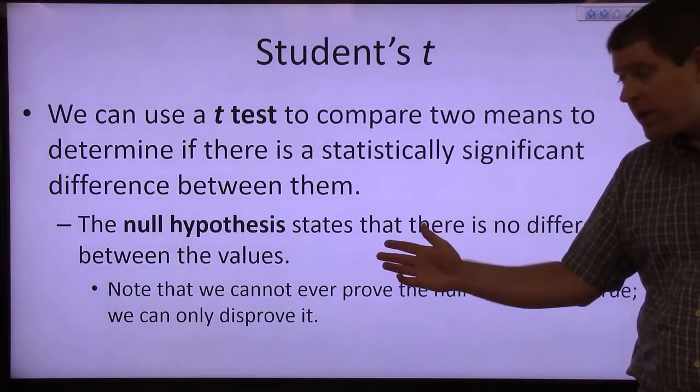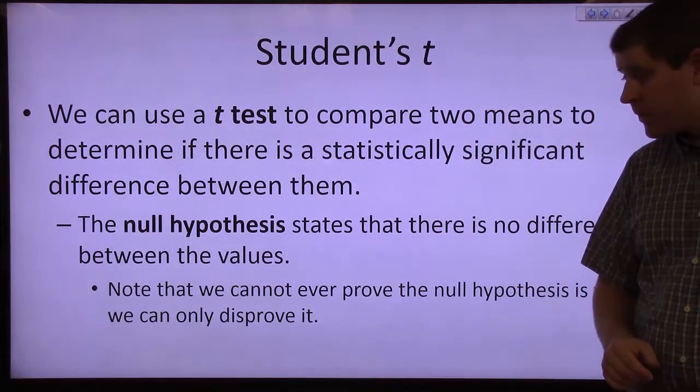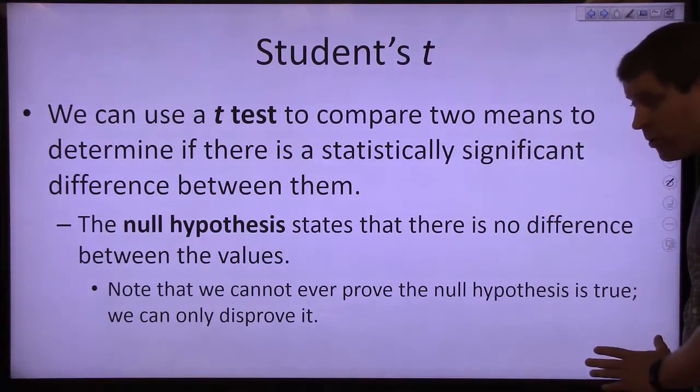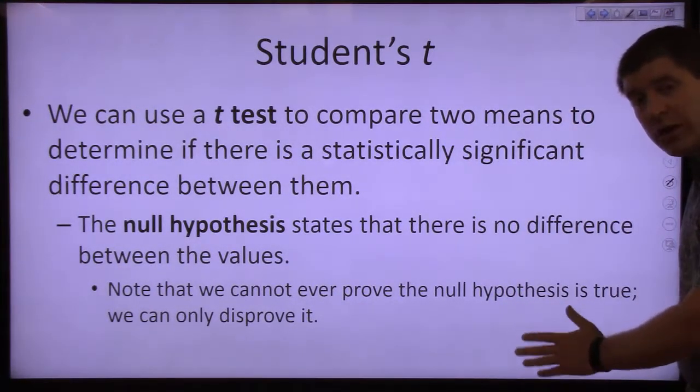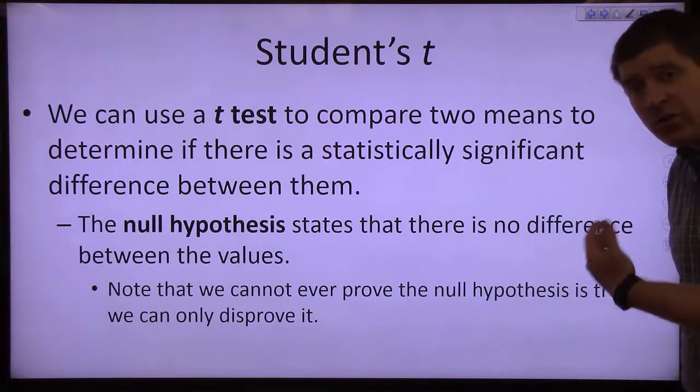Now, the null hypothesis states that there is no difference between our two values. Note that we cannot ever prove the null hypothesis is true. The only thing we can do is disprove it. That is, we can show that it's false. We can't, however, prove that it's true.